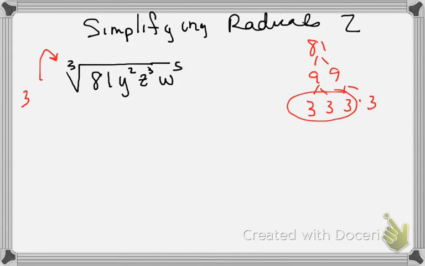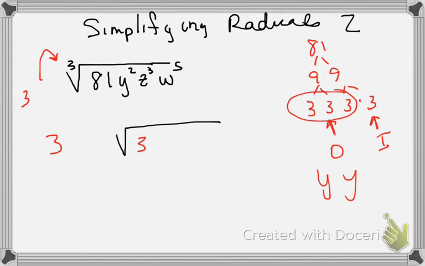So I automatically know that I'm going to have a 3 on the outside and a 3 on the inside. Remember, the group that's circled goes outside. Whatever's not in a group gets multiplied together and stays inside. Since we only have one 3 left, we only have one in there. All right, so now look at our y's. If I have 2 y's and I'm trying to put them in groups of 3, do I have enough? No, I don't. So I'm just going to leave my y squared inside the radical because I don't have enough.